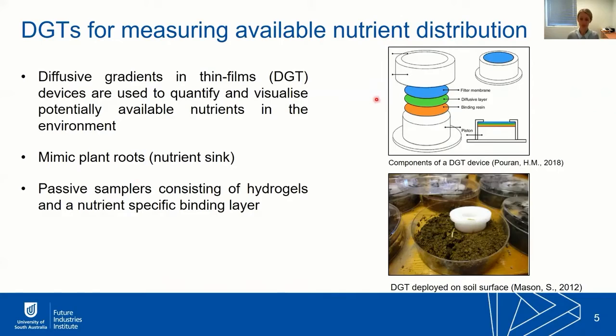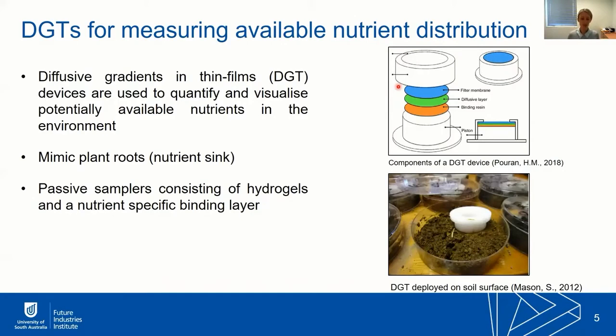So this is the general structure of the DGT device. It consists of a plastic casing, and then from top to bottom, this is the part that's in contact with the soil. It consists of a filter membrane, a diffusive layer through which the analyte of interest diffuses, and a binding resin which binds the nutrient of interest, which you can see here. So the blue layer is placed in contact with the soil.